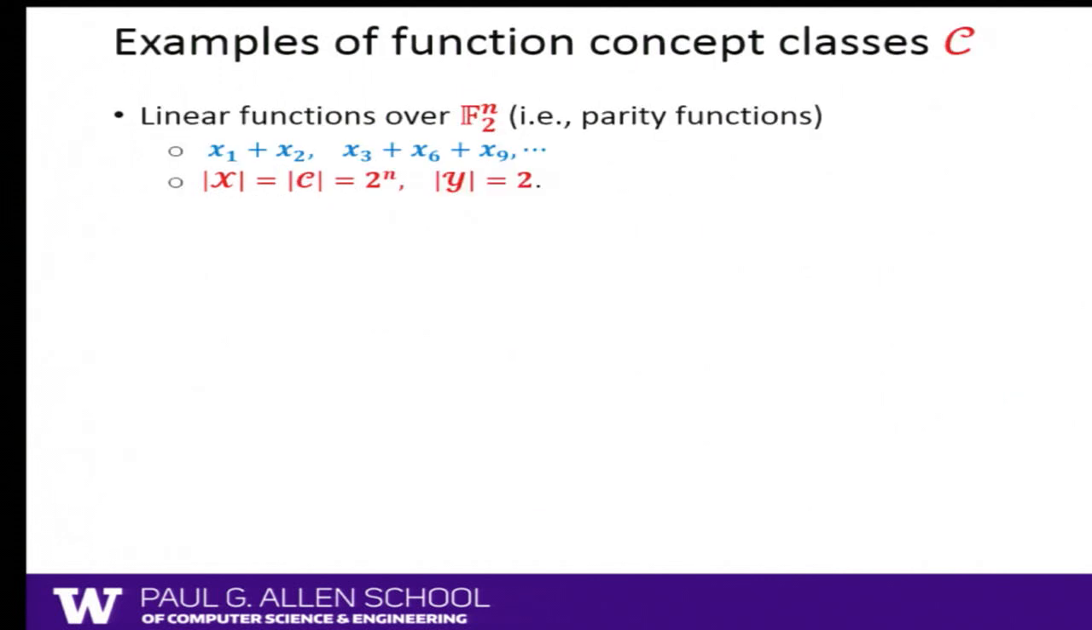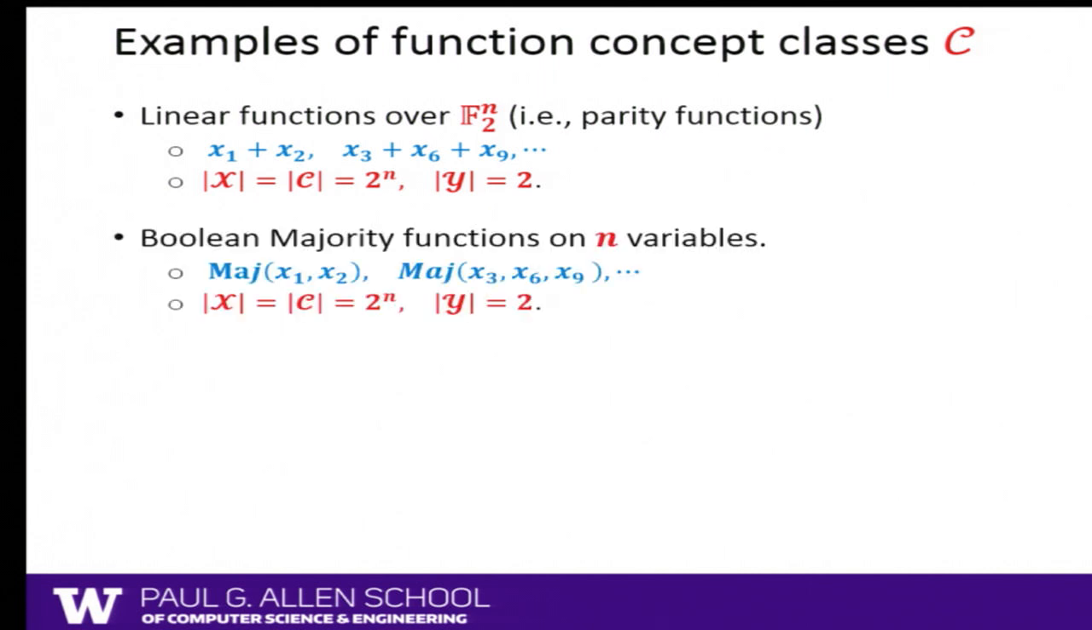Let me give some more concrete examples about the concept class C. The first one is all the Boolean linear functions. And we can verify that in this case, the size of the domain X equals the size of the concept class C. And the output is binary. Another example is all the Boolean majority functions. And we can also verify that here we still have the size of the domain X equals the size of the concept class C.